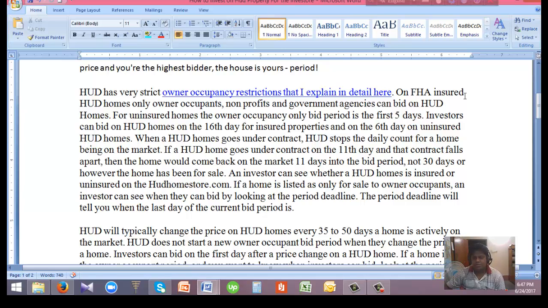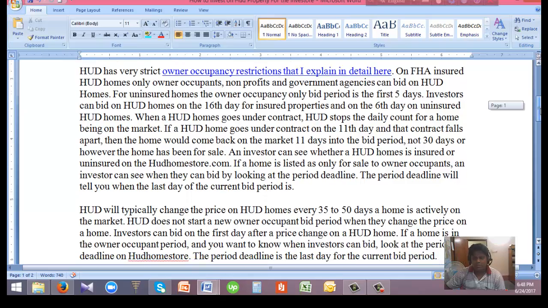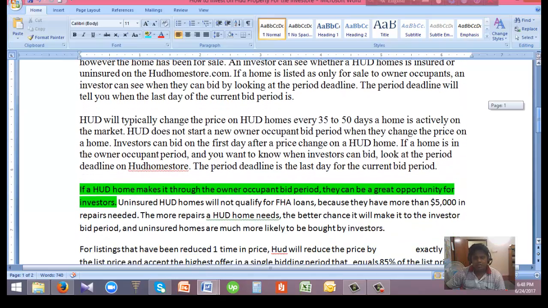And there are some rules for bidding on the HUD property. Here are the additional rules. HUD insured homes: only owner occupants, non-profits and government agencies can bid on HUD homes. For uninsured homes, the owner occupancy only bid period is the first 5 days. Investors can bid on HUD homes on the 16th day for insured properties.